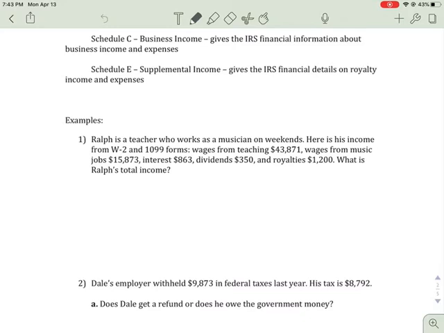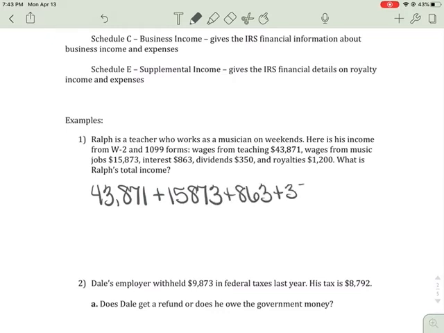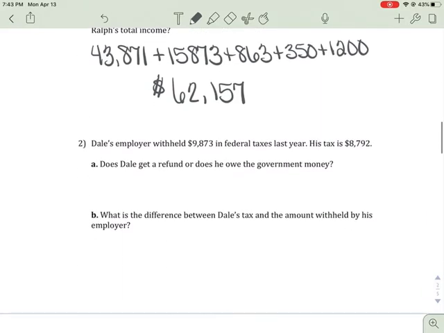So we want to know, what is his total income? All we're going to do is add up all of his income. So 43,871 plus 15,873 plus 863 plus 350 plus 1,200. Okay, so we're going to add those up. And when I did it, I got $62,157. Okay, so please check me on my addition, but I'm pretty sure that's right.